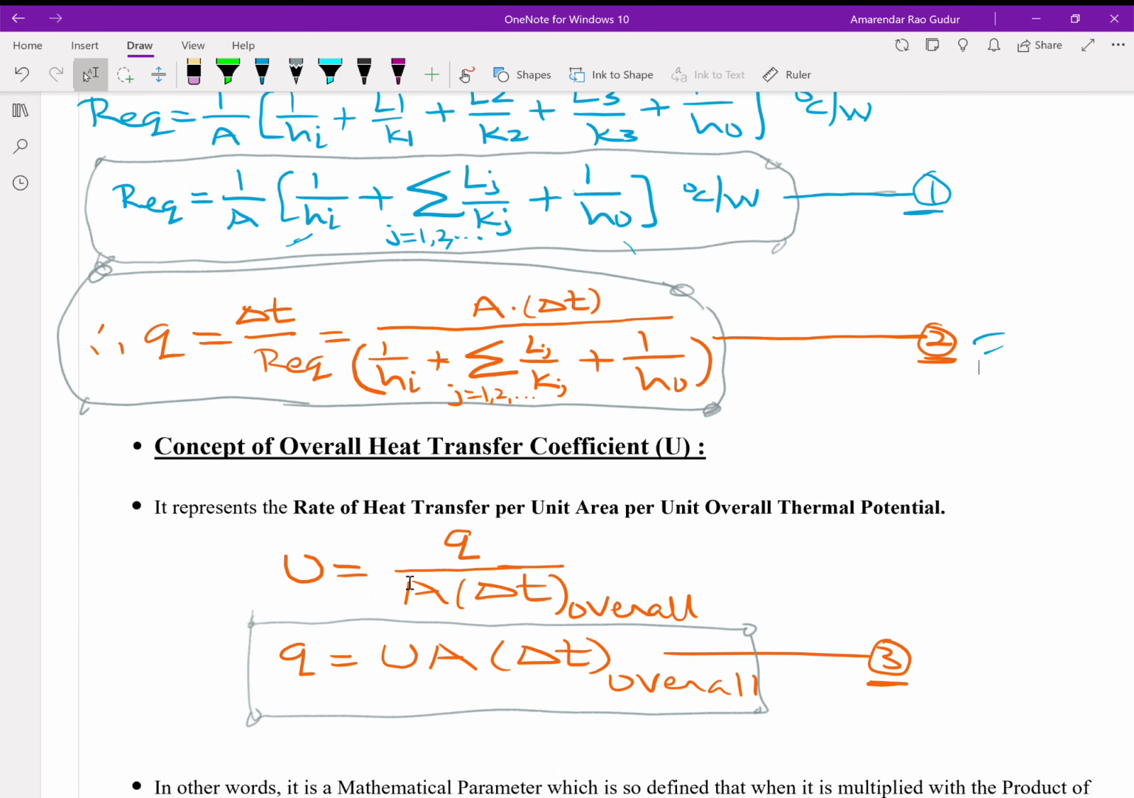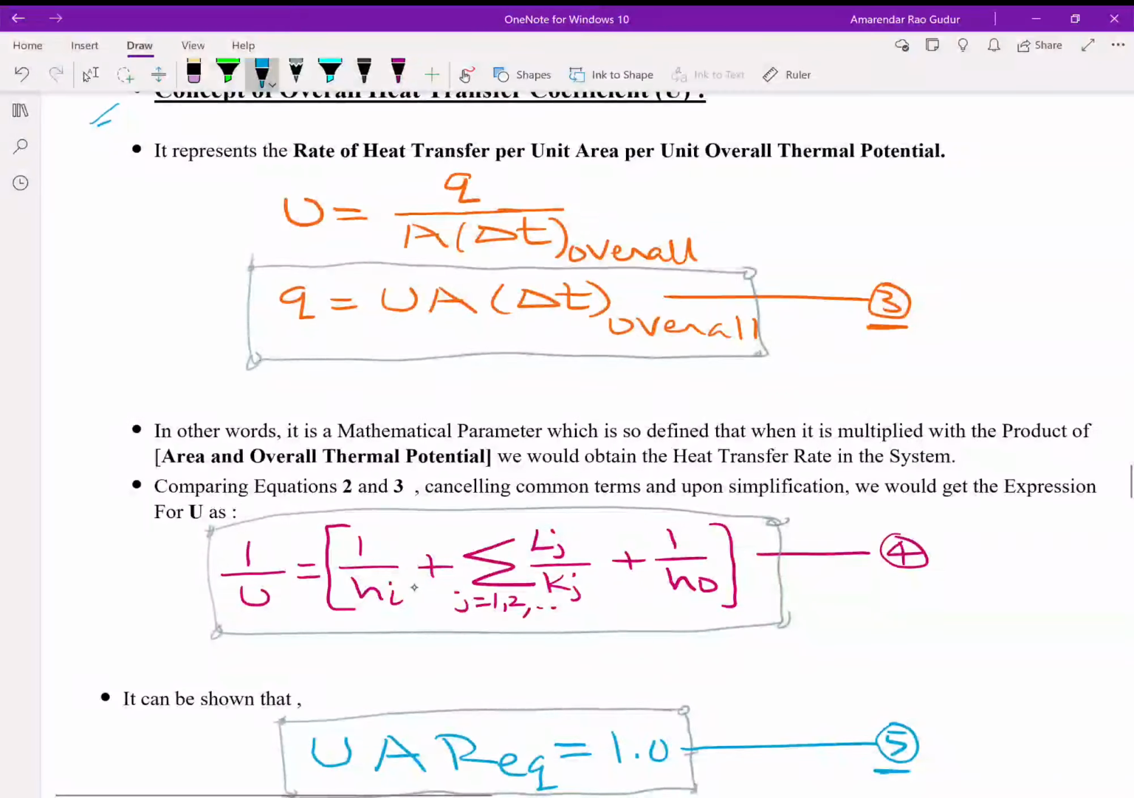Now one can float the concept of overall heat transfer coefficient, which represents the heat transfer rate per unit area per unit overall thermal potential. Mathematically, U is Q by A del T overall, or Q can be written as UA del T overall. So based on this equation 3, we can redefine overall heat transfer coefficient as a mathematical parameter, which is so defined that when it is multiplied with the product of area and overall thermal potential, we are going to get the heat transfer rate in the system.